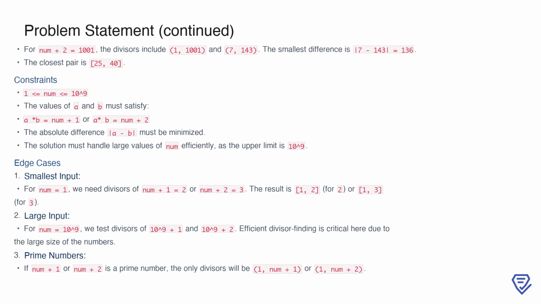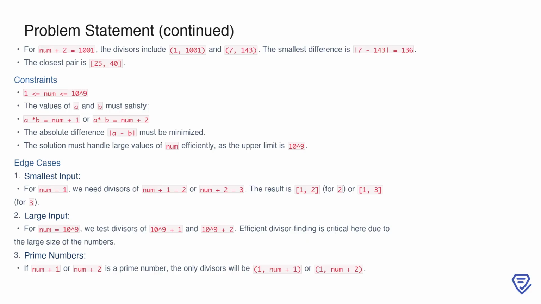The problem also has several important constraints and edge cases. The value of number can range from 1 to 10 to the power of 9, so your solution must be efficient enough to handle very large inputs. For instance, when number is at its smallest value, 1, the divisors of number plus 1 equals 2 are 1, 2, and the divisors of number plus 2 equals 3 are 1, 3. In this case, the output could be 1, 2, or 1, 3.